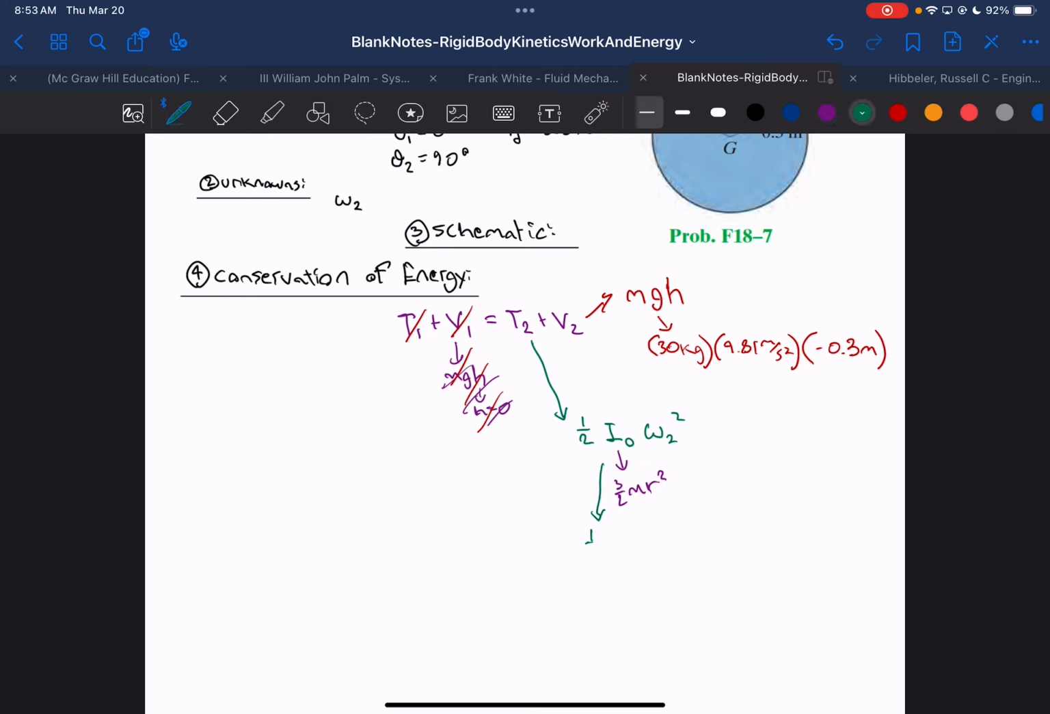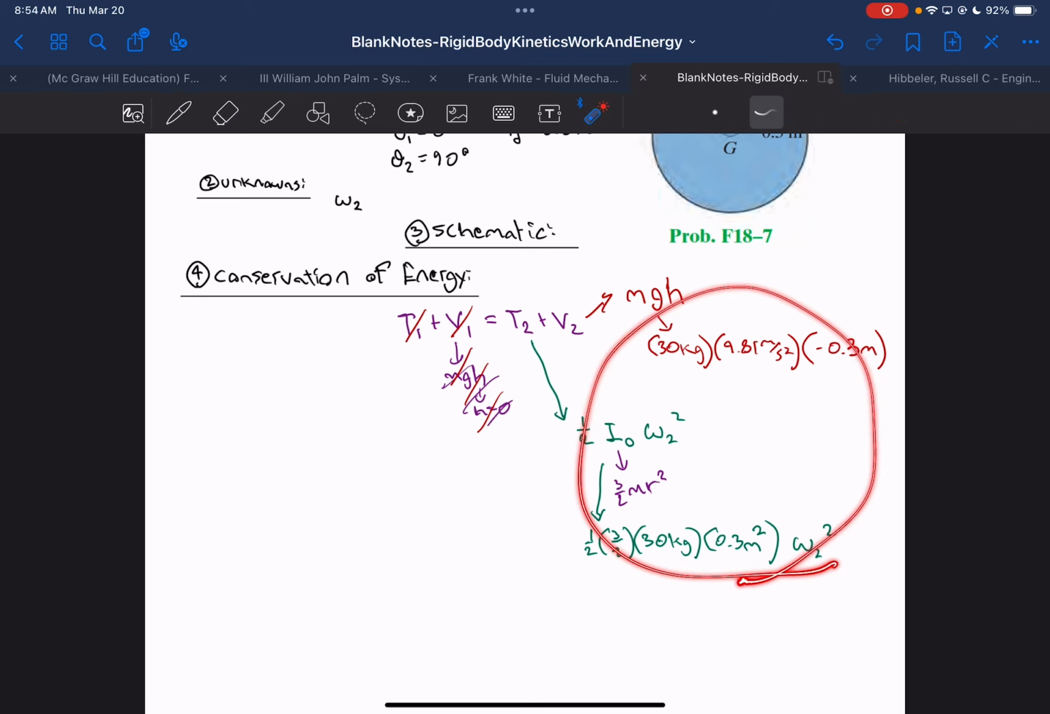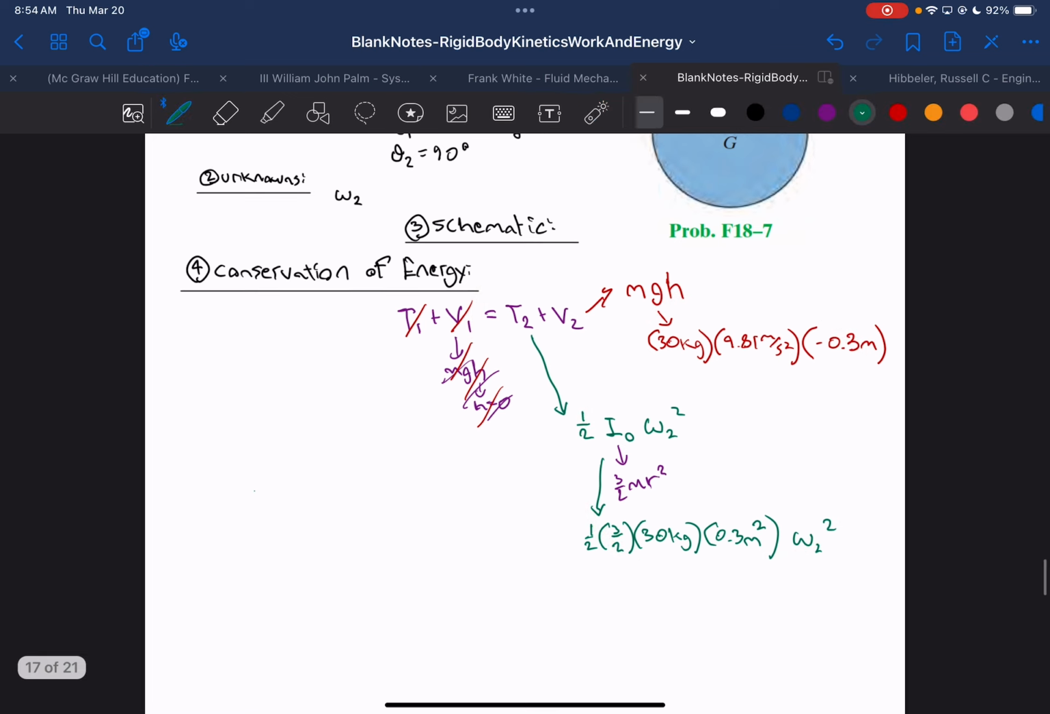Bring this down. It's 1/2 multiplied by 3/2, my mass, 30 kilograms, r squared, 0.3 squared meters squared, right? And then this would be omega 2 squared. Okay, you guys have all the information you need. Calculate omega for me. This is your formula. Please calculate omega and tell me what you get. And I'll do it here in the meantime as well.